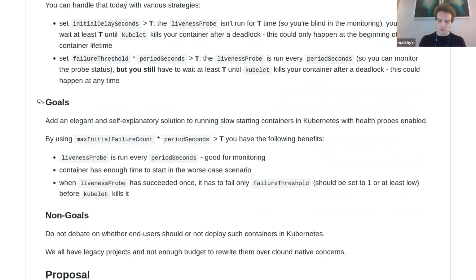There are two things with initial delay. First of all, the probes are not run at all, so I don't know if my container was up at some point or not. And if the container starts and then has a deadlock within this long period of time, it will not be killed.